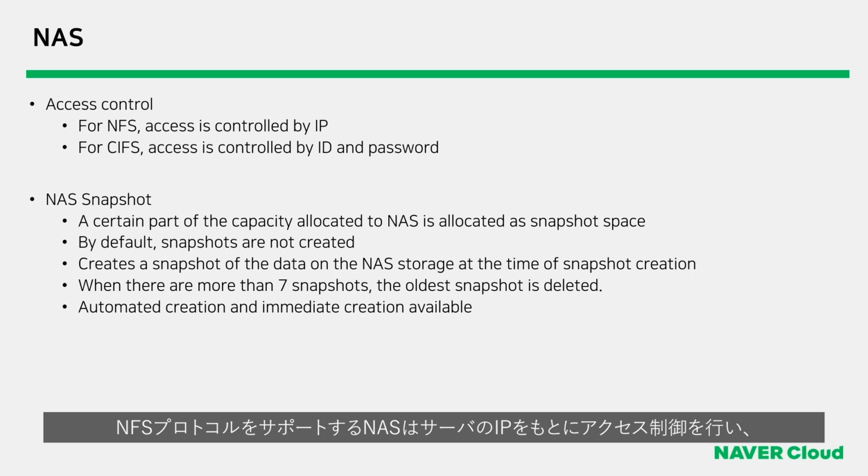NAS that supports NFS protocol performs access control based on IP address of servers, and NAS that supports CIFS protocol performs access control based on ID and password. For snapshots supported by NAS, the snapshots are stored within the created NAS volume. Because the basic settings are not configured with a snapshot setting, you need to perform a snapshot setting to use the snapshot feature. Up to 7 snapshots are stored. When there are more than 7 snapshots, the oldest snapshots are deleted. Snapshots can also be created immediately, and automatic snapshots can be set at regular times, every day, or every week.